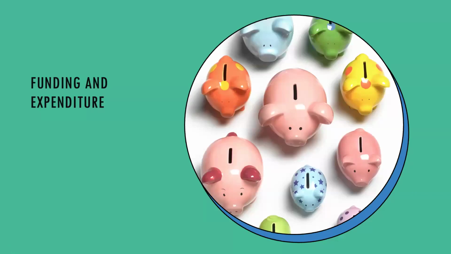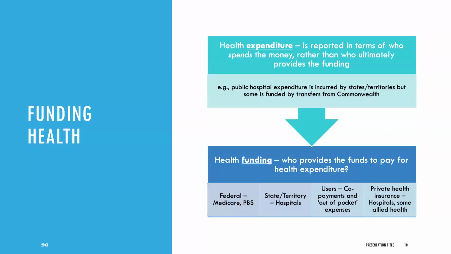So when we speak about healthcare expenditure, we really mean who spends the money in healthcare, not necessarily just who provides the money. It's more about who spends the money rather than just who provides it. For example, public hospital expenditure is related to how the states and territories get to spend money on different health issues.